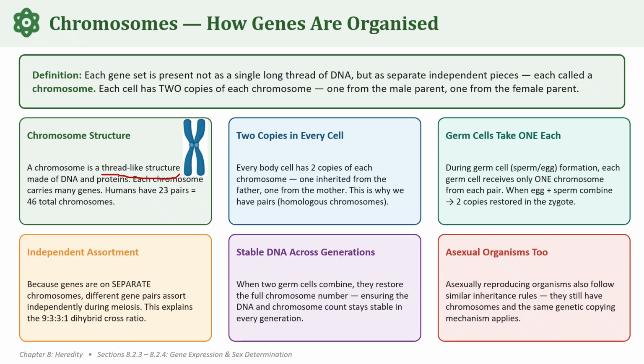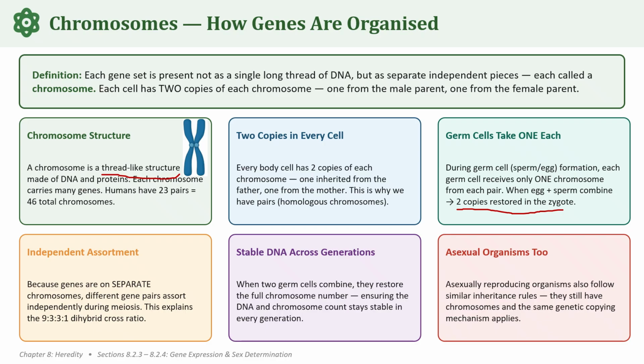Yes, children. Here you can see two copies restored in the zygote. Independent assortment takes place. Because genes are on separate chromosomes, different genes assort independently during meiosis. This explains the 9:3:3:1 dihybrid cross ratio and stable DNA across generations. When two germ cells combine, they restore the full chromosome number. That is why the DNA and chromosome count remain stable in every generation.